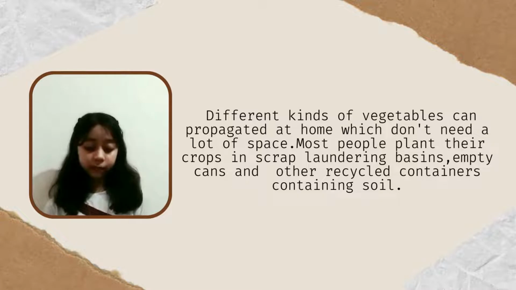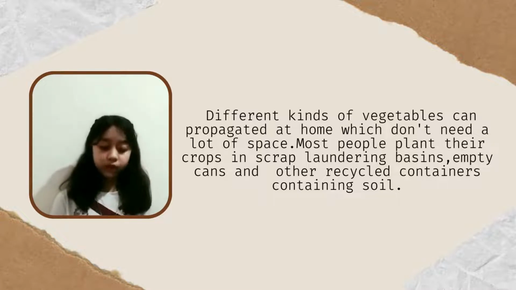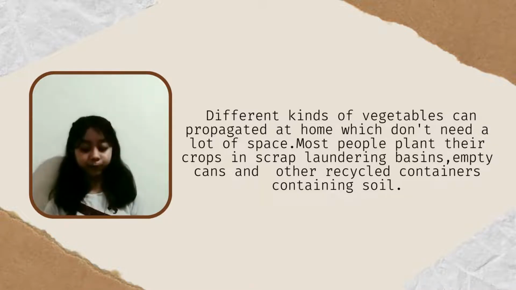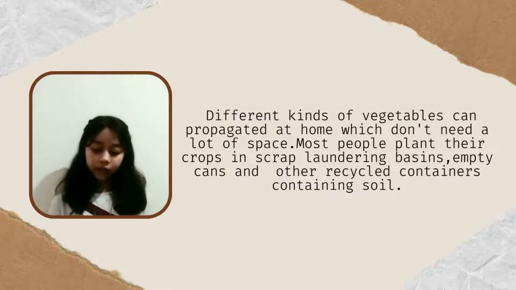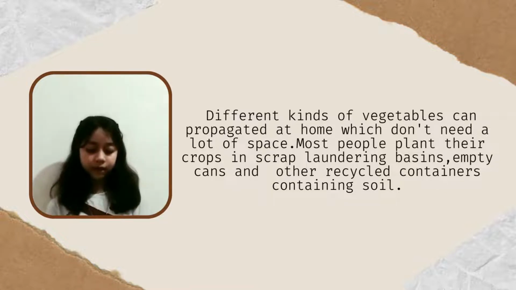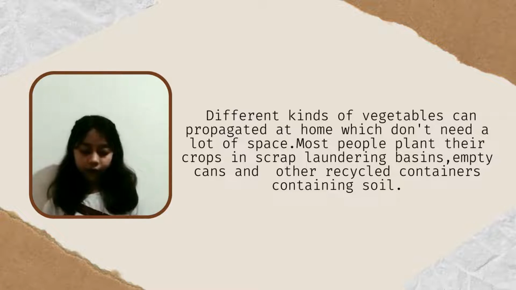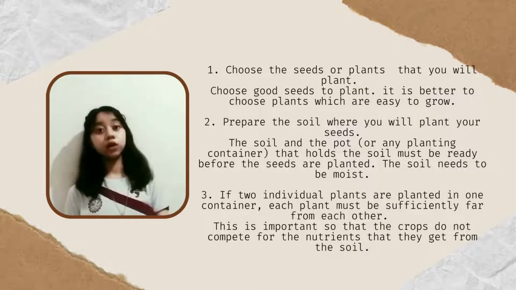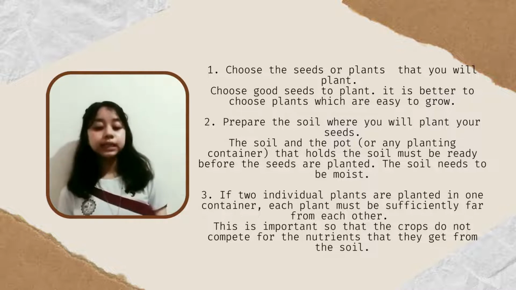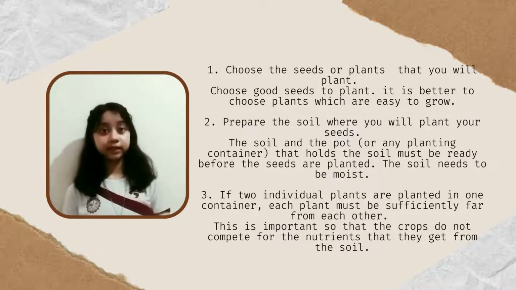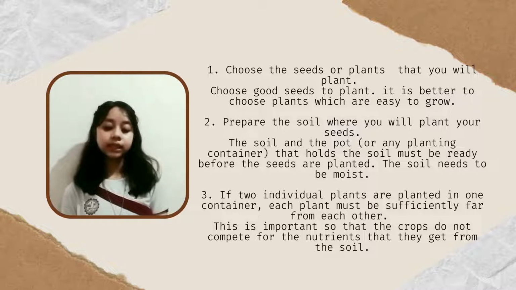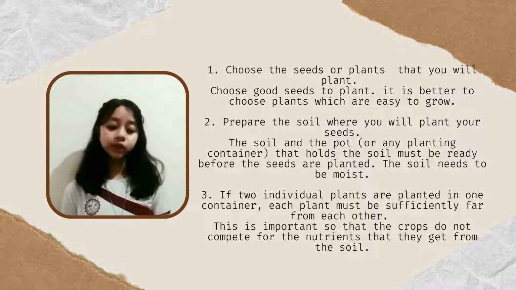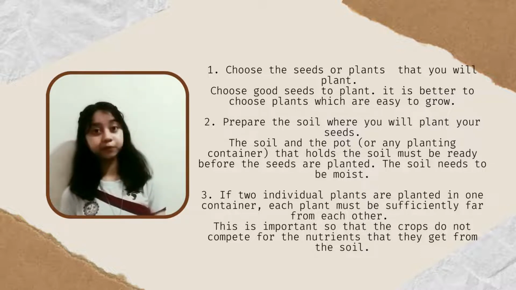Different kinds of vegetables can be propagated at home, which don't need a lot of space. Most people plant their crops in scrap laundry basins, empty cans, and other recycled containers containing soil. 1. Choose the seeds or plants that you will plant. Choose good seeds to plant. It is better to choose plants which are easy to grow.